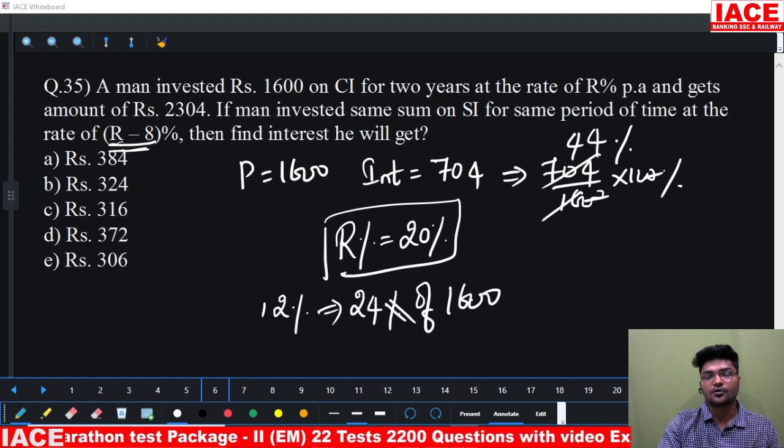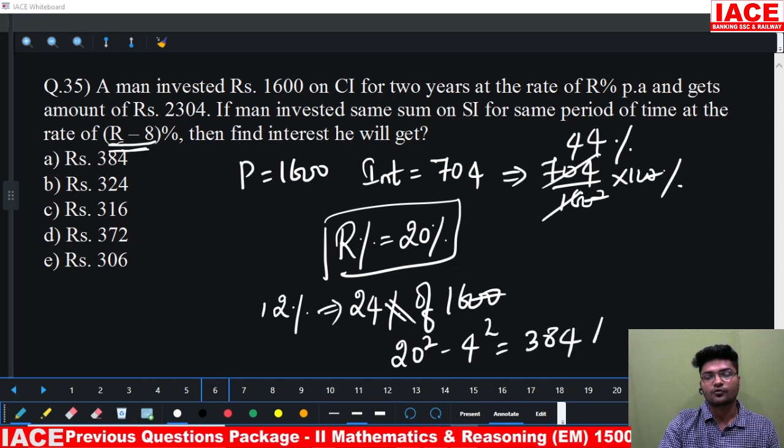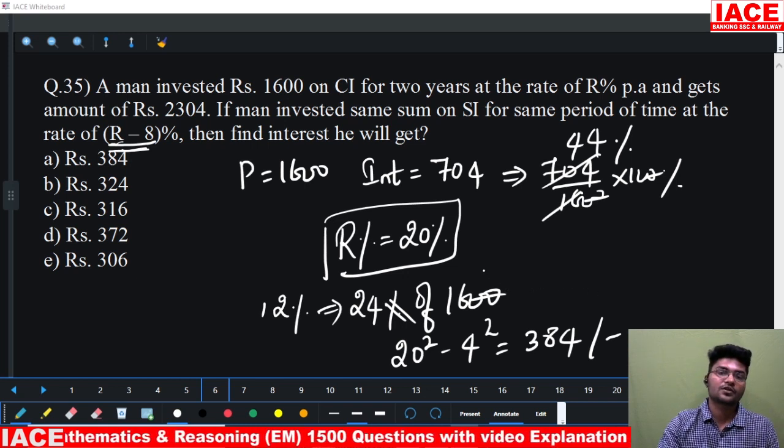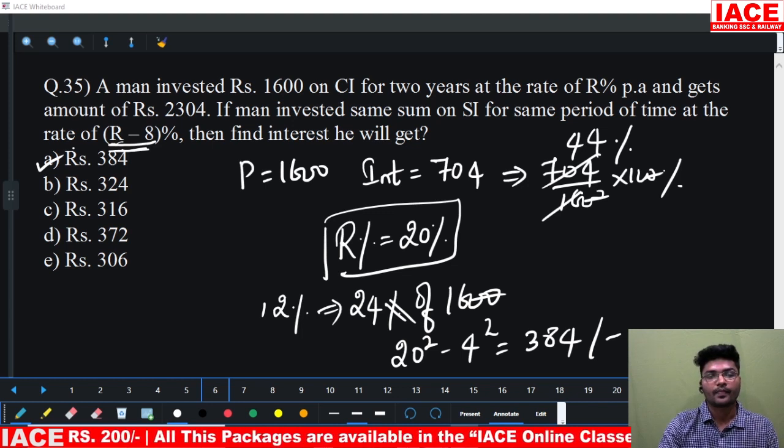Percentage will cancel out 2 zeros. 24 into 16. Middle number is 20, square minus difference 4 square. This is 400 minus 16. 384. 384 is our correct answer. That is option A. Option A is the correct answer. Next question.